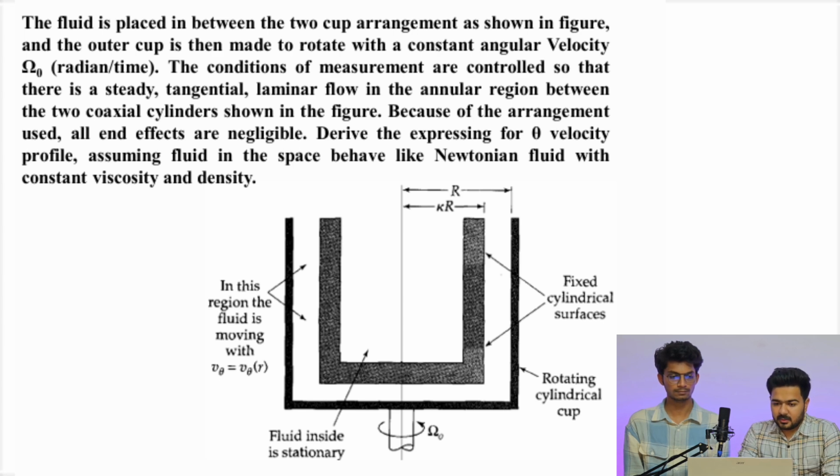Then the outer cylinder is made to rotate with a constant angular velocity omega naught, that is in radian per unit time. So here it is given that the outer cylinder is connected to a shaft which is being rotated at the angular speed of omega naught, and the fluid will also rotate with the same angular speed.